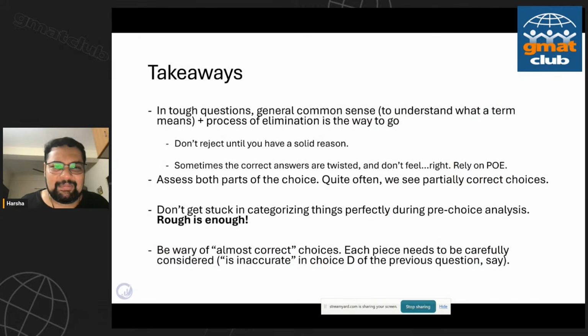So yeah, some quick takeaways. Remember, with the last two questions, there is a strong logic component along with structure as the questions get tougher. So don't discard that. In tough questions, use some level of general common sense. Does evaluation fit here? And process of elimination. If you're unsure about choice C, don't reject it, keep it on hold. Search for a proper, legit reason to reject other choices. Your D, that inaccurate, is a red flag, right? So that reliance on POE is very important. Assess both parts of the choice. Sometimes you see that boldface 1 is correct, boldface 2 is not correct. Always those things can happen.